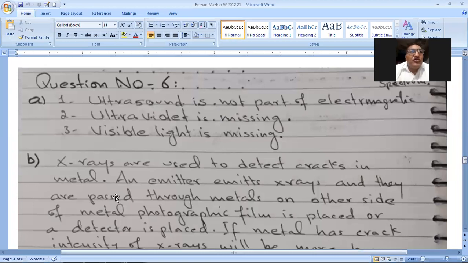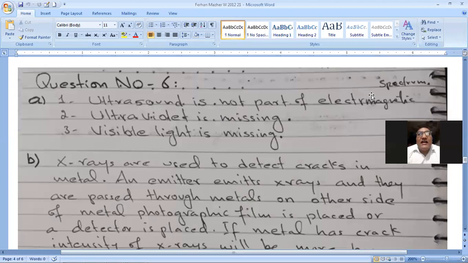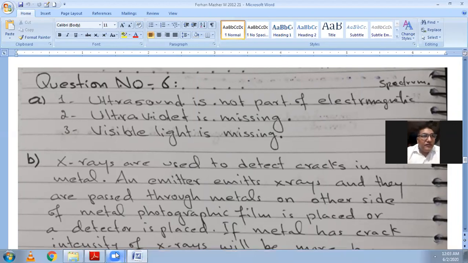Let me show you. I have written also this answer. I have noted down three mistakes here. Ultrasound is not part of electromagnetic spectrum. Ultraviolet is missing. Visible light is also missing here. So these are the three mistakes. He asked us for three mistakes. The mistakes are more. Hope you have understood.